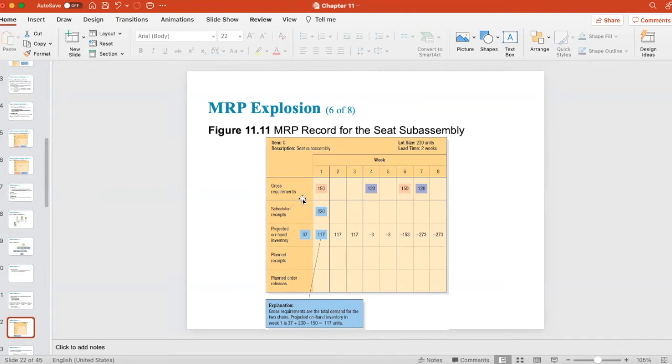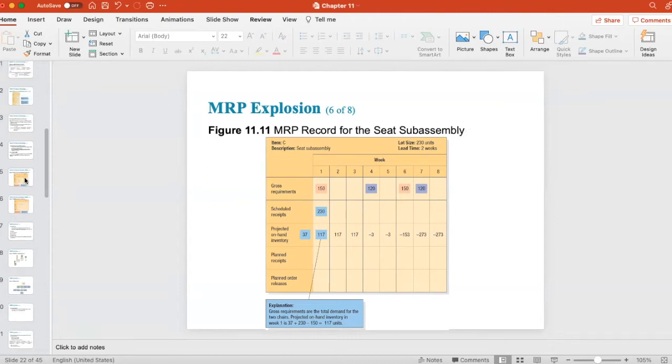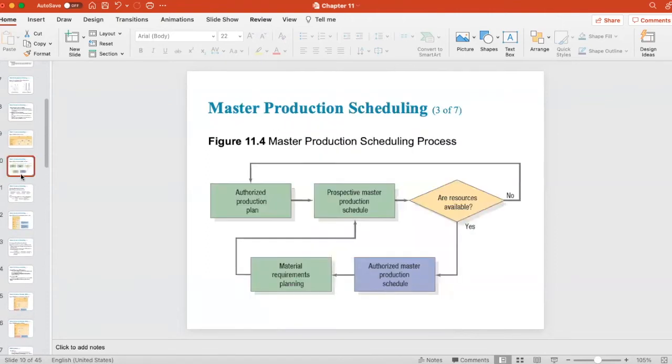Now, suppose that here, this item C, basically the seat subassembly, is used for both of the ladder chair products. Okay, let me show you.